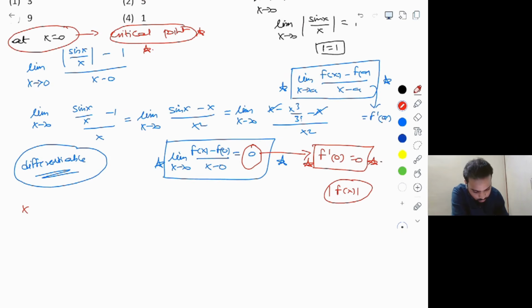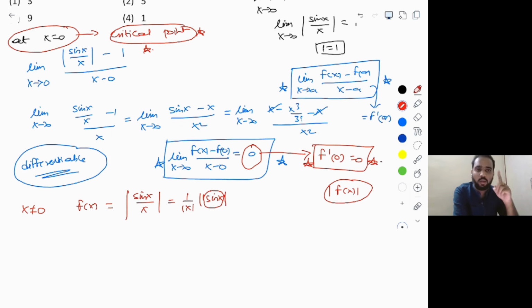Now, what is our function? When x is not equal to 0, we have f of x equal to modulus of sin x divided by x. So this is nothing but 1 by mod x multiplied by modulus of sin x, right? If I try to make this sin x equal to 0, that is whatever is input to the modulus, just now I told you: whenever we have mod of f of x, we put f of x to 0. Whatever is input to the modulus, we equate it to 0 and find the corresponding values of x. So clearly, I'm going to make this sin x 0. If sin x is equal to 0, x is equal to n pi.